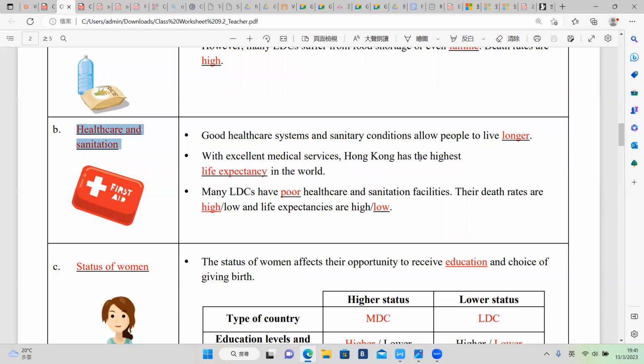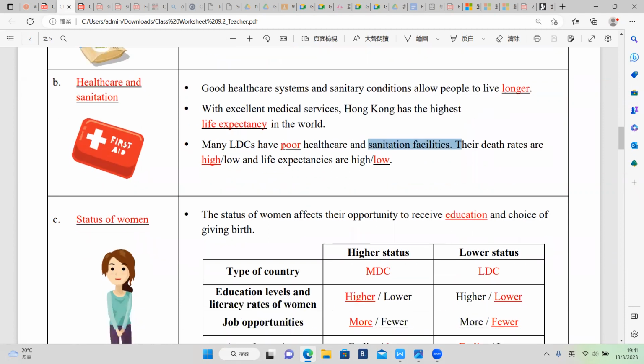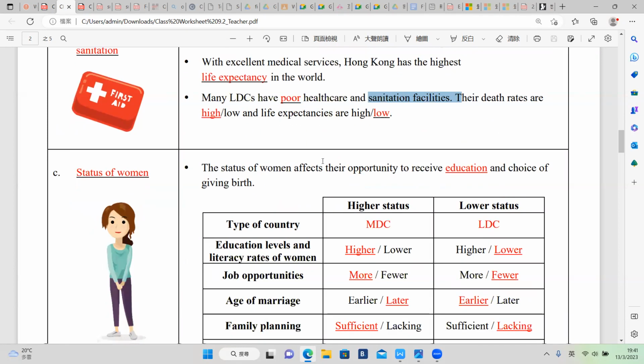Healthcare and sanitation. Okay, healthcare and sanitation can help people to live longer. If you are living in a very dirty place, you may easily get infected by germs and so on and so forth. You may easily get sick, and your life is endangered. Okay, so the life expectancy of that place will be reduced. Maybe you have learned in the last lesson, some areas in LDC don't have toilets or even sanitation facilities. Then their death rates are high and the life expectancy is low.